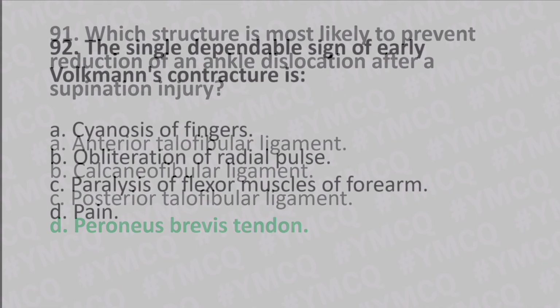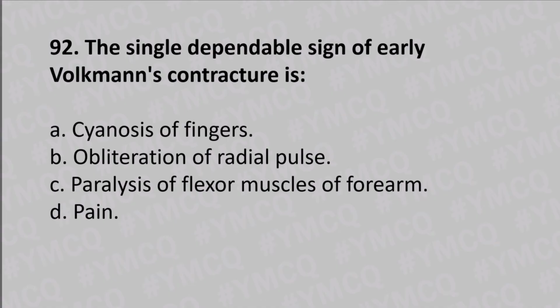Moving to our 92nd question, the single dependable sign of early Volkmann's contracture is Option A, cyanosis of the fingers. Option B, obliteration of the radial pulse. Option C, paralysis of the flexor muscles of the forearm. Option D, pain. And the answer is Option D, pain.